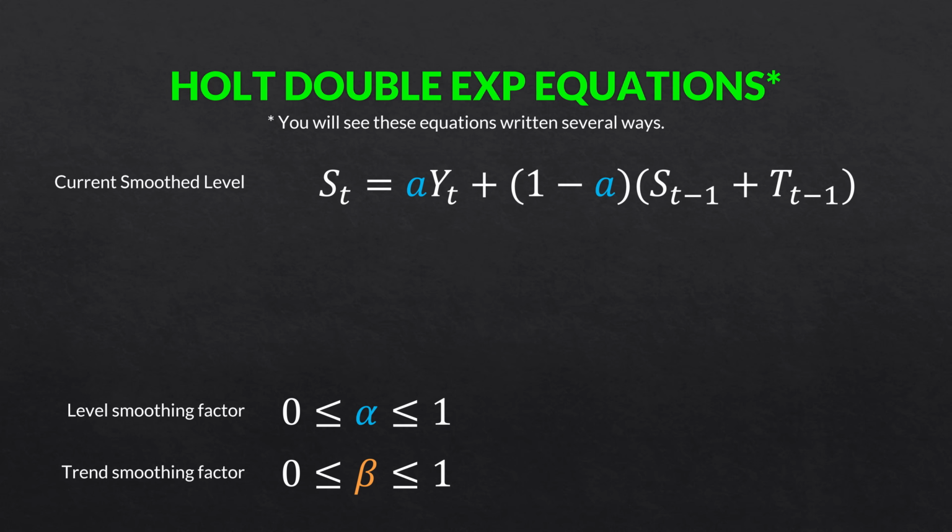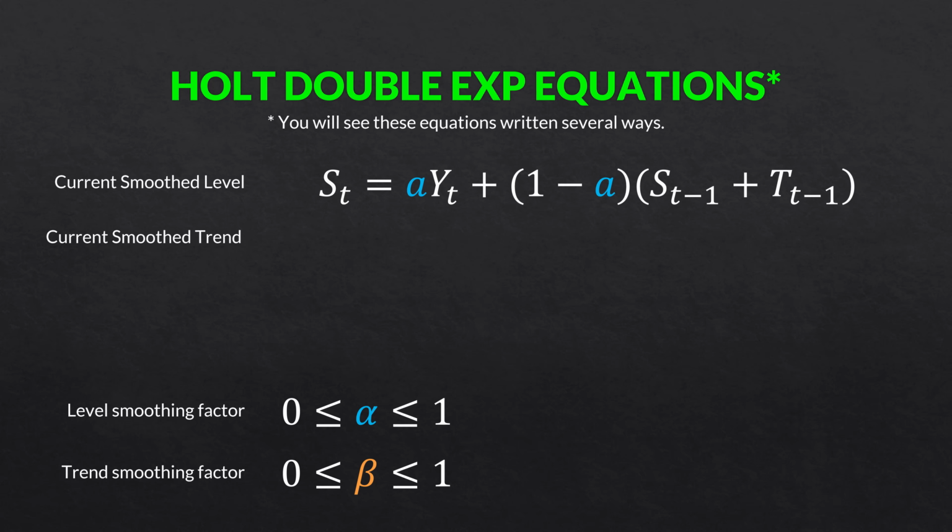It is written as S sub t equals alpha times y sub t plus the quantity 1 minus alpha times the quantity s sub t minus 1 plus t sub t minus 1. Now on the next few slides we will break all this apart, but for now I'm just showing you what the equations are.